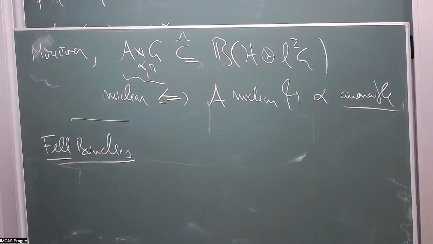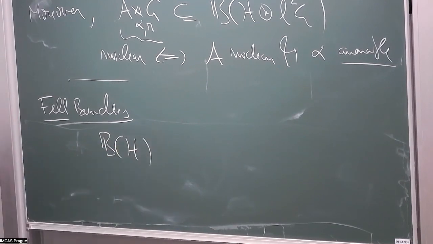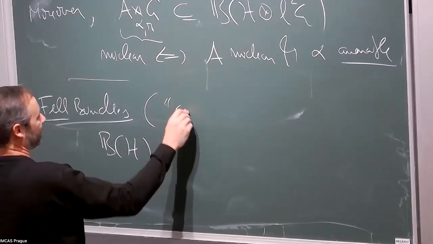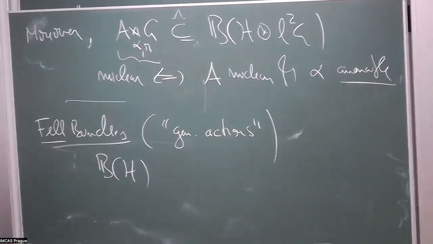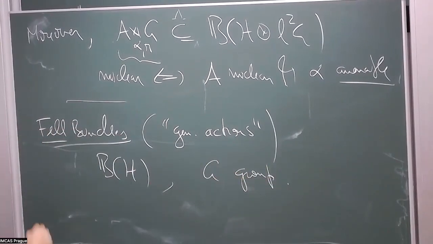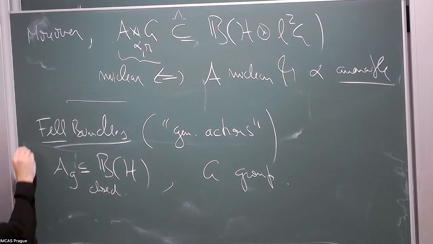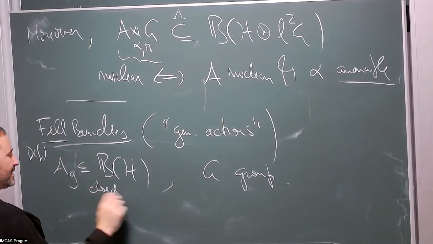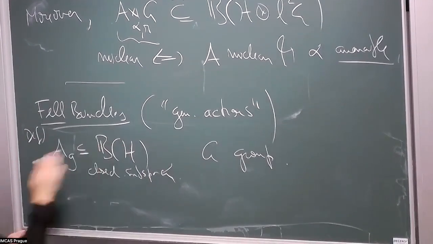So what is a cell bundle? Again, we take a Hilbert space. You should look at cell bundles as some type of generalized actions, where there is some dynamics going on. So let's take, say, a group to start with, and we look now at certain closed subspaces. This is more like a concrete cell bundle already represented.